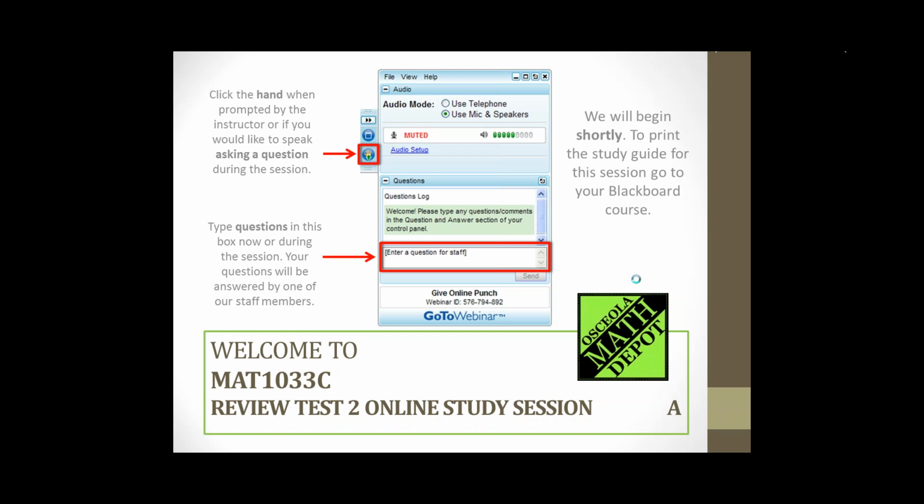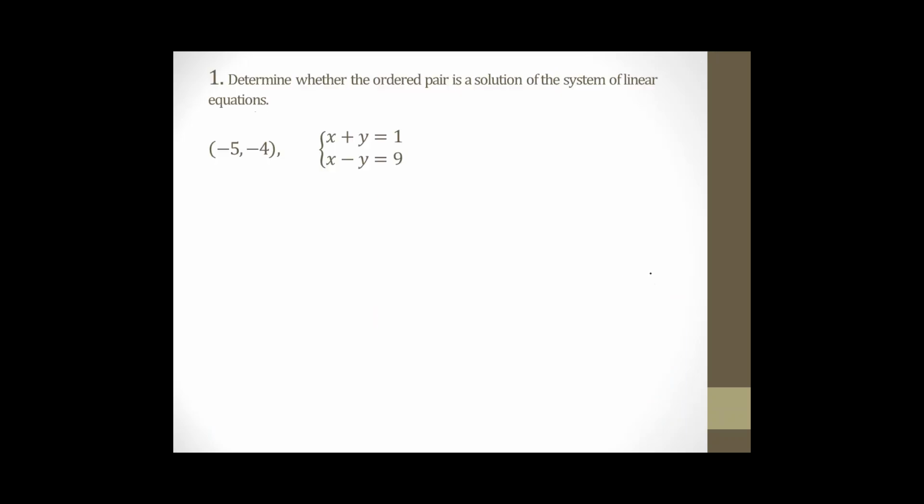And remember, these questions are very similar to the test that you will have to take during this week, so make sure you understand everything. This first question says, determine whether the ordered pair is a solution of the system of linear equations. So basically, two linear equations in the coordinate system. There are 3 types of things that could happen.